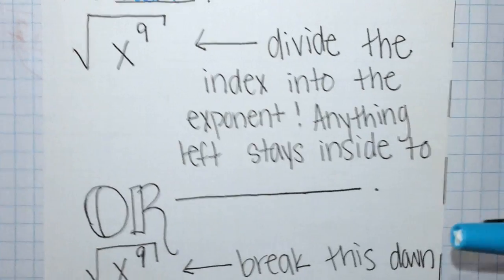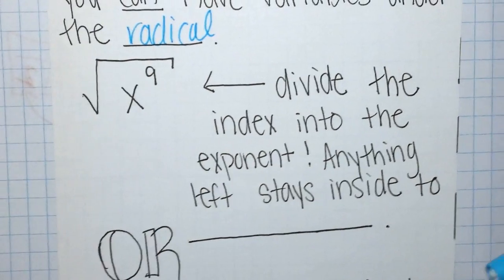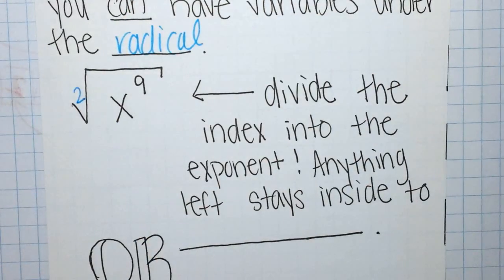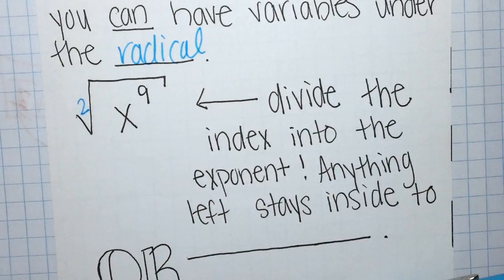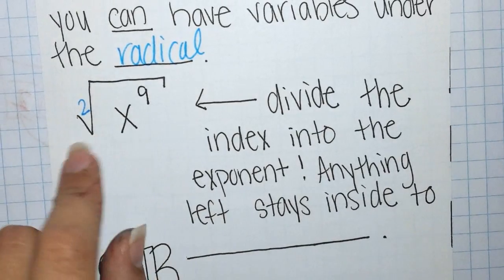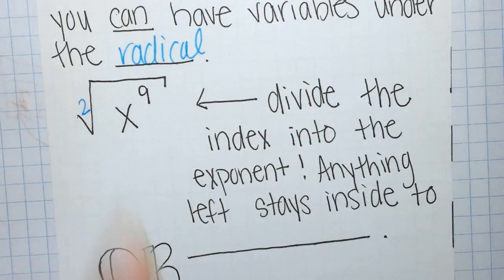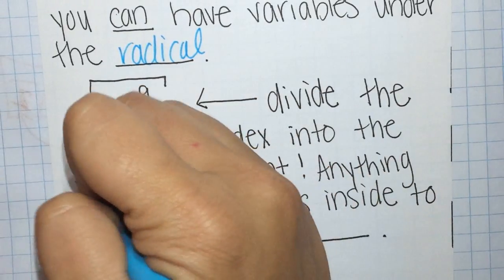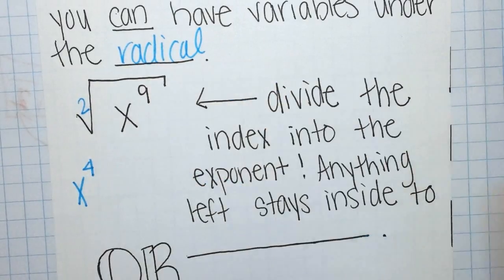Alright, so this is what you do. You take the index. What's the index of this radical right here? 2 is the index. If you said 2, take a point. You did not say 2. Alright, so you divide the 2 into 9. Does anybody know how many times 2 goes into 9? 4 times, alright? So then you write x to the 4th.